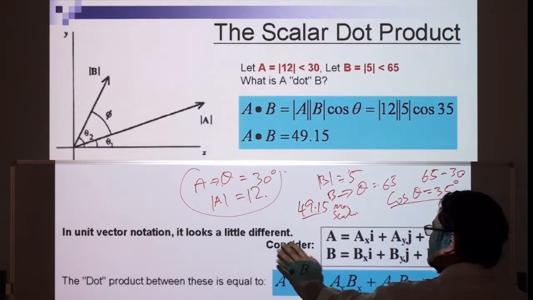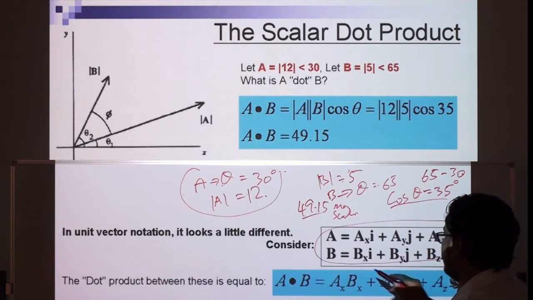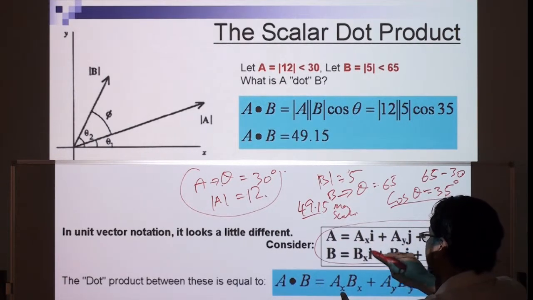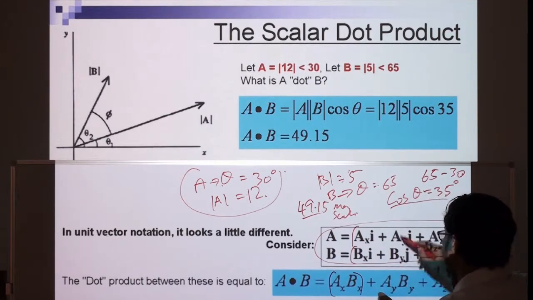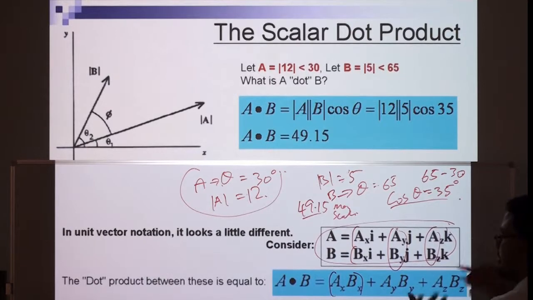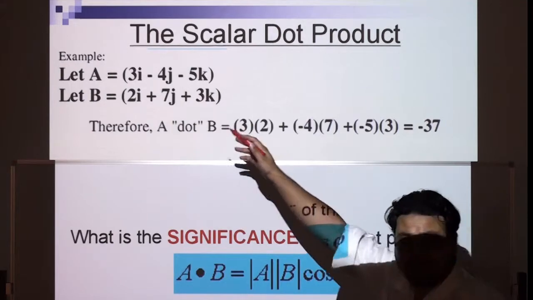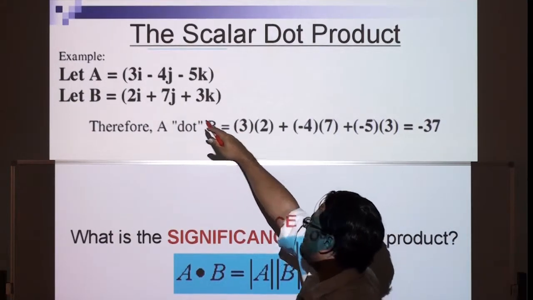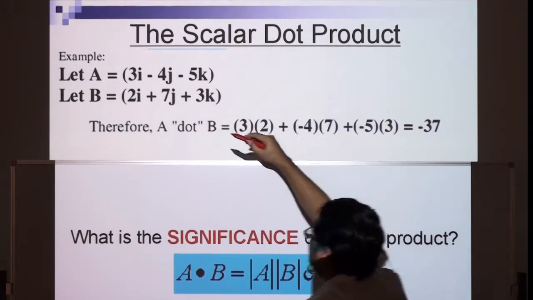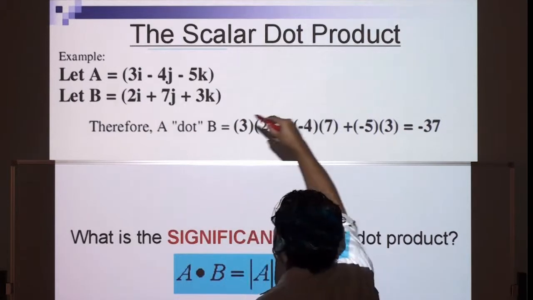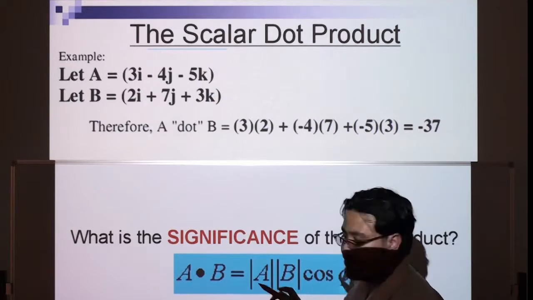In unit vector notation, it looks a little different. Consider this. Here's another rule to remember. To multiply one by the other, you just take the x components and put them together, and then you take the y components and put them together, and the z components, and so forth. Let's move on. So the scalar dot product, we have two examples here. Let A equal 3i minus 4j minus 5k, and B we have there. Therefore, A dot B: we take the two i coefficients, put them together, the two j coefficients, put them together, and we get a final answer of negative 37.